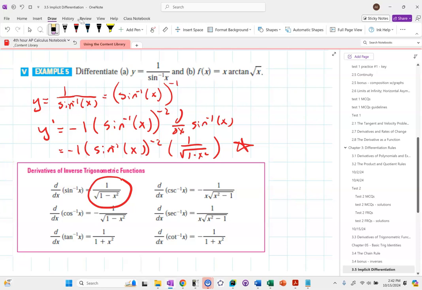For the chain rule, for the first part, it's f prime of g of x. It's the derivative of the outside with the guts staying the same.